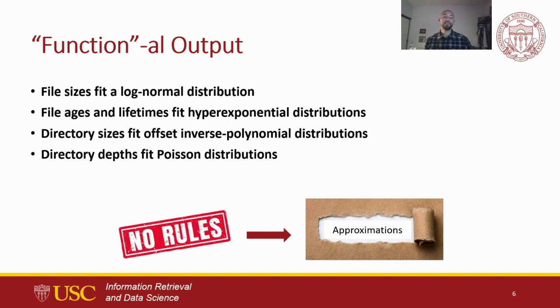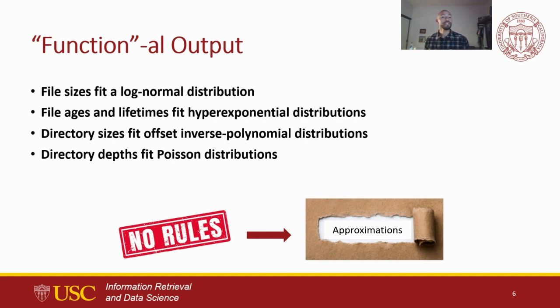Foremost, file sizes fit a log normal distribution. Most files are small, but most bytes are in large files. That's the greatest takeaway point. Next, file ages and lifetimes fit hyperexponential distributions. What's important here is that there is little difference in file age distribution among different user job categories.